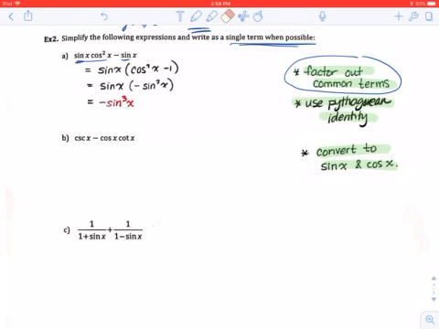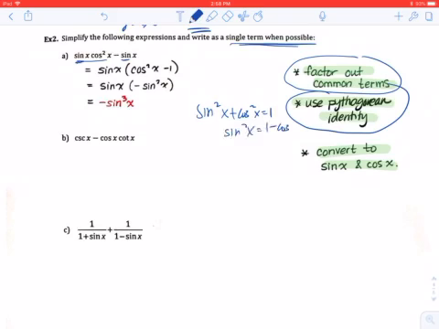Then, well, what is cosine squared x minus 1? Well, that is the Pythagorean identity. We're going here with sine squared x plus cosine squared x equals 1. So sine squared x equals 1 minus cosine squared x. So if we take the opposite of both sides, then you would get cosine squared x minus 1 equals negative sine squared x. So sine times negative sine squared equals negative sine cubed x. So that is a single trig function.